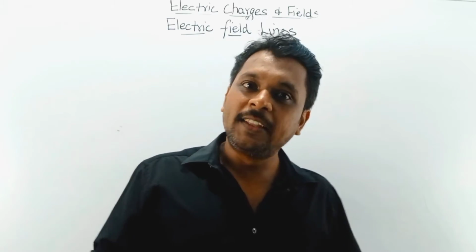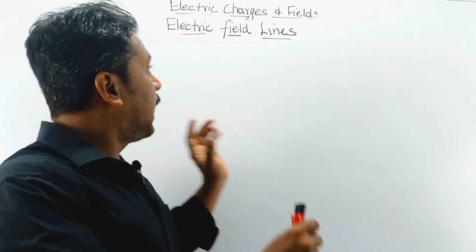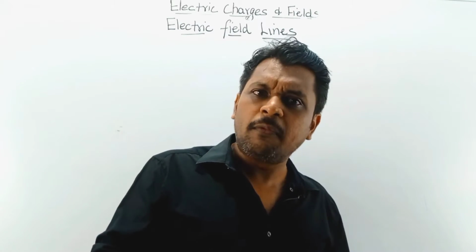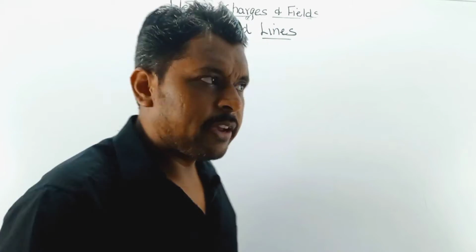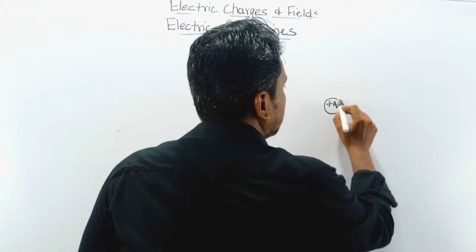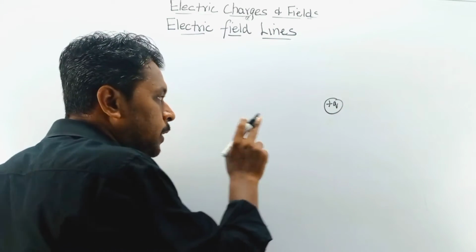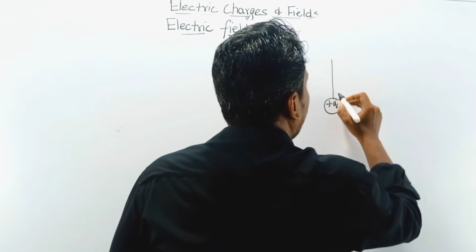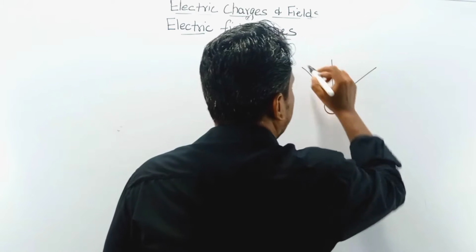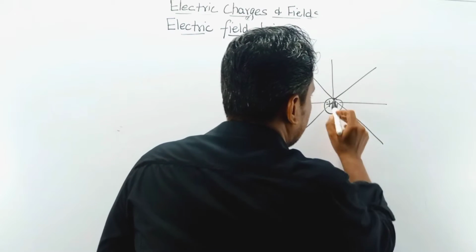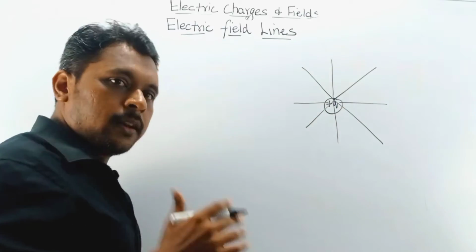Hello viewers, in this video I will discuss electric field lines. In earlier lectures we have discussed electric field. First, I will represent the electric field due to a positive charge Q. You know that for this positive charge the electric field will be in the radial outward direction. Like this only we have represented the electric field in our earlier lectures.